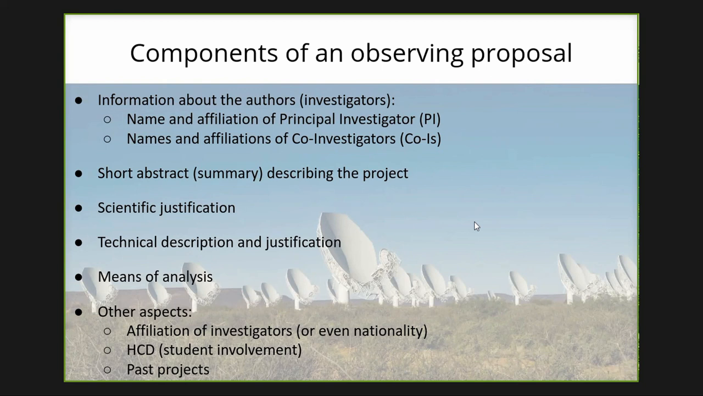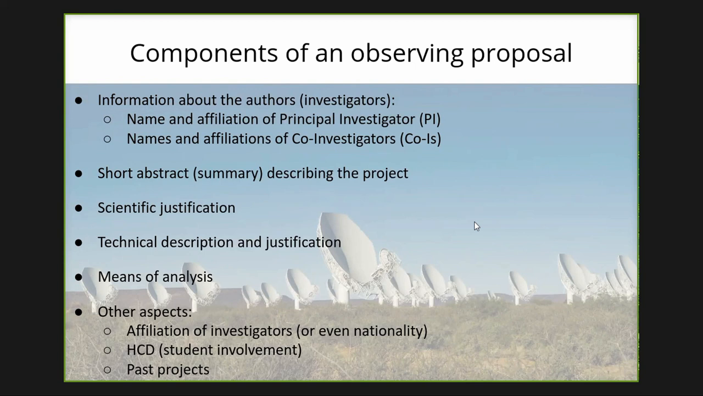Also the components of an observing proposal are usually very similar. I will talk about the specifics of MeerKAT later on. But first you have to decide who is proposing. So there is the information about the authors: name and affiliation, phone number, and so on, of a principal investigator. This is the face that is shown to the selection committee. This is the person who is responsible for this project if it gets selected, and the names and affiliations of the co-investigators.